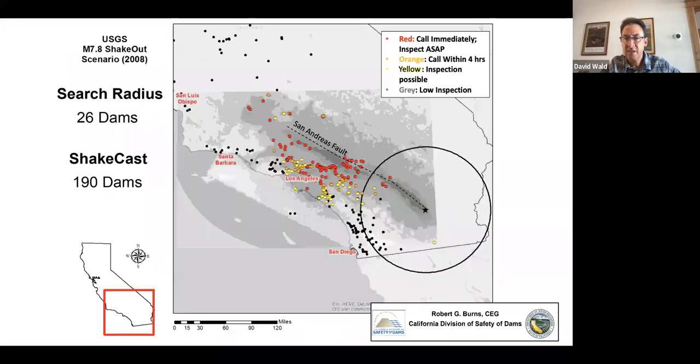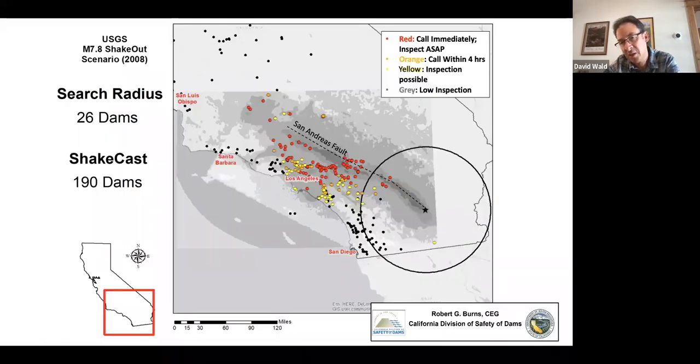But the real benefit comes when you have a major earthquake. So this dashed line represents the San Andreas Fault, and the gray represents the shaking that we would estimate from a 7.8 magnitude earthquake along that fault. And normally they would draw a circle around the epicenter and inspect all the dams within that circle. But with the shaking estimates and with the knowledge of the locations of the dams, the ShakeCast system gives them a much more detailed area of inspection and priority of inspection of their dams.